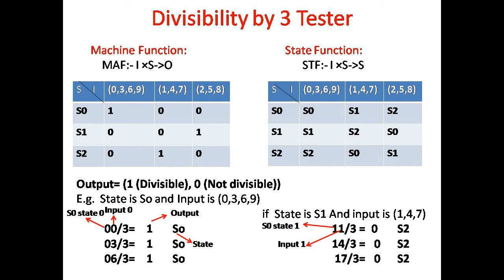If the state is S1 and the input is 4, then the number becomes 14. If we divide by 3, it produces the output 0, and the machine is in S2 state. If the state is S1 and the input is 7, then the number becomes 17. If we divide by 3, it will produce the output 0, and the machine is in S2 state. We fill this table: the machine function table produces the output O, and the state function table produces the output state.